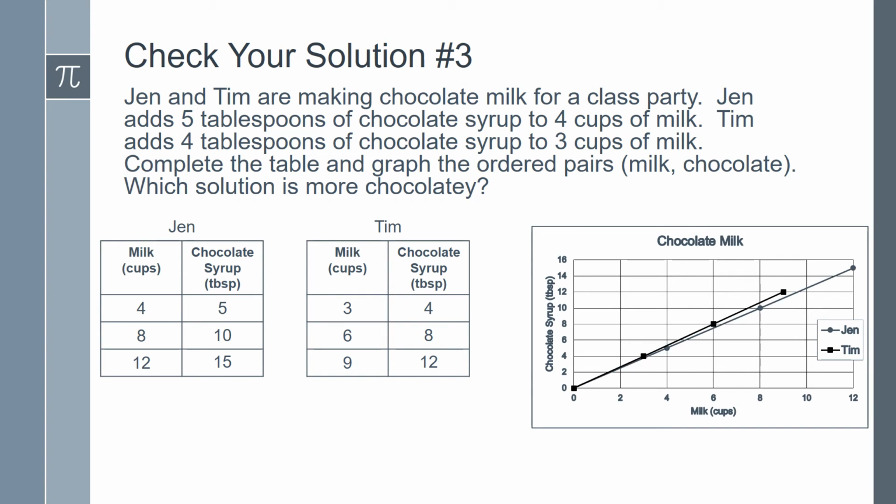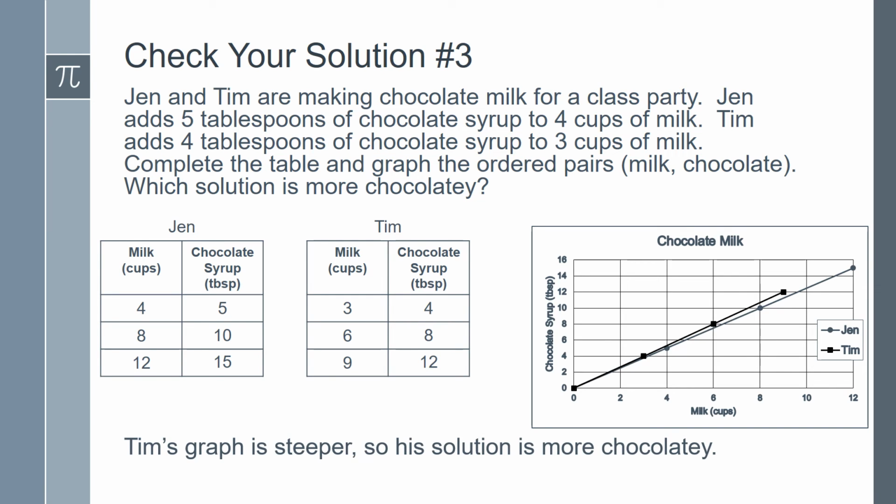You can see the graph of each line that was created by using the same strategy as the earlier problems. Tim's line, which is the black line, is higher than Jen's line. This means that it has more chocolate syrup for every cup of milk. Therefore, we know that because Tim's graph is steeper, his solution is more chocolatey.